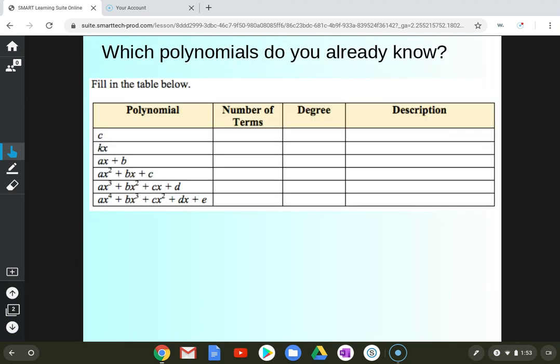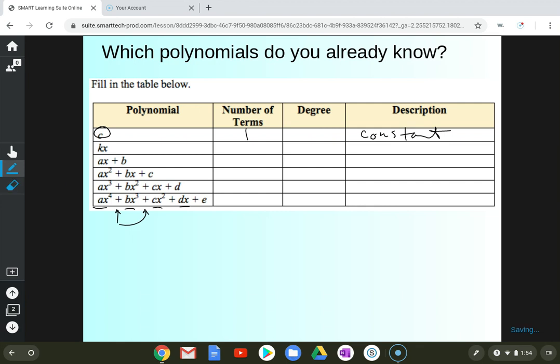All right, so quick review of polynomials. The first type that we've got here is just that letter C. In math, C normally represents the word constant, and that's exactly what we have. This is a constant function. Now, how many terms does it have? Terms are the things separated by plus or minus signs. This one right here is just one term, no plus or minus signs in there.